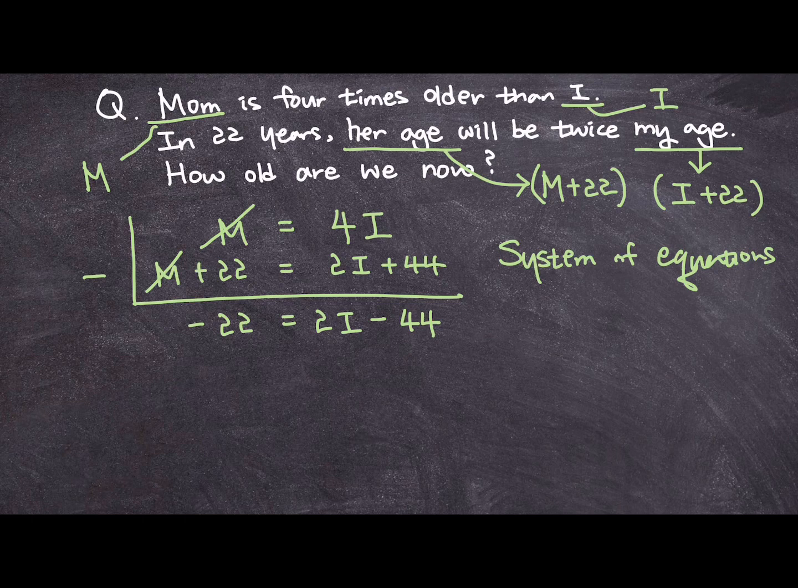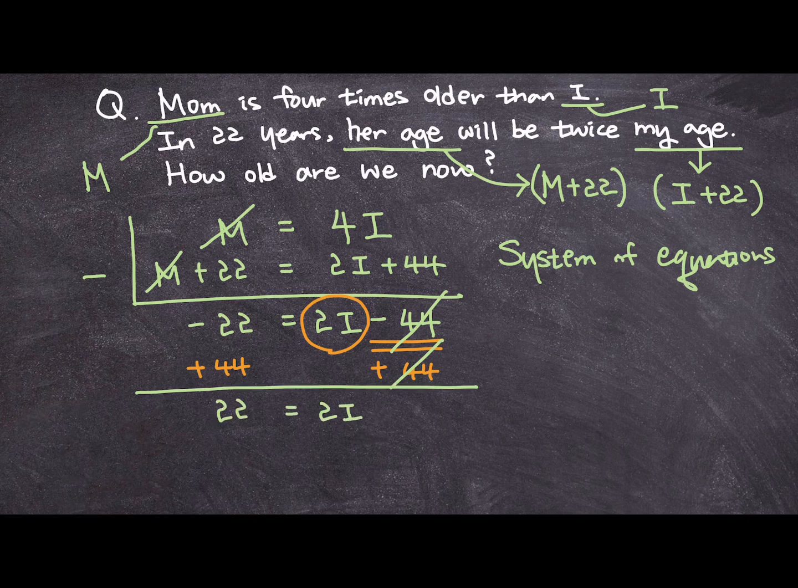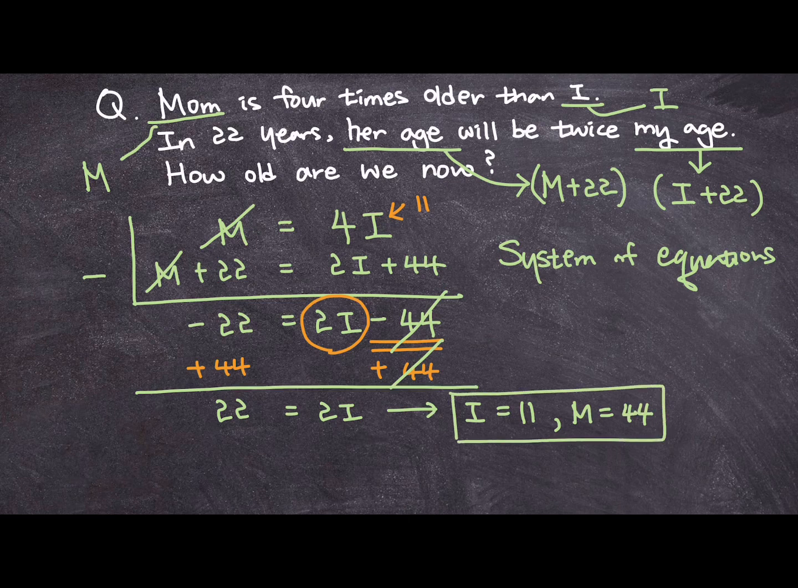Now, I have 2i right here, so let's remove this integer term by adding 44 to both sides of the equation. That way, I can get rid of this integer term from the right side of the equation and end up with 2i is equal to 22, and I end up with i is equal to 11. And if I substitute that value here, I get m is equal to 44. So in this way, using the elimination method, I could successfully solve this system of equations as well.